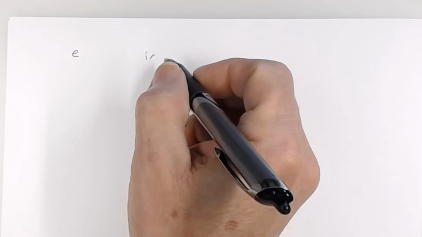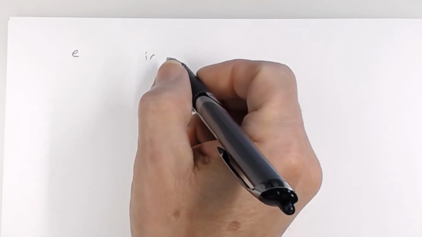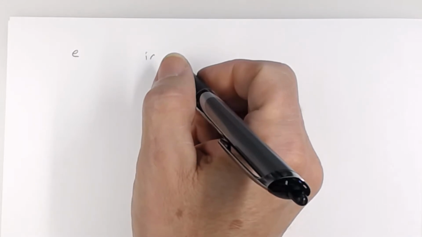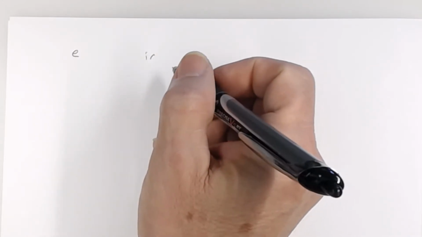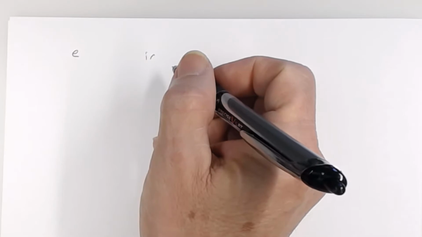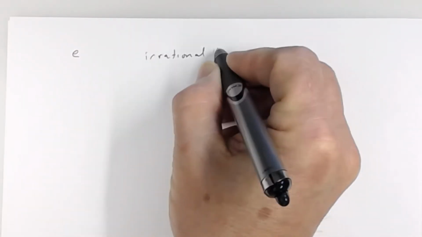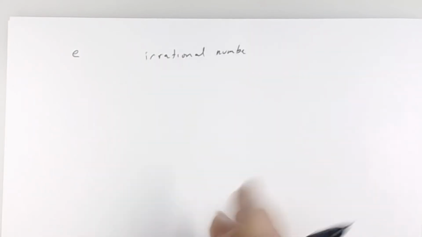It does mean something. When you get into calculus, you're going to see what that number means and how it came about. We don't have the time in here to actually look at the pattern where this comes from. But e is an irrational number.